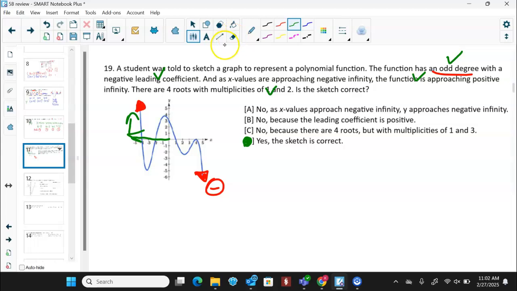So again, when x approaches negative infinity, that means when my x's are traveling to the left to negative infinity, where's my function going? Up. Okay.